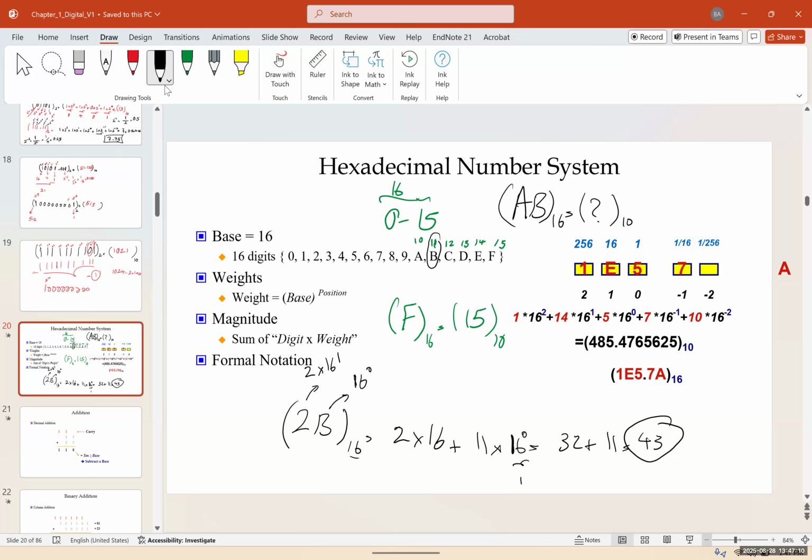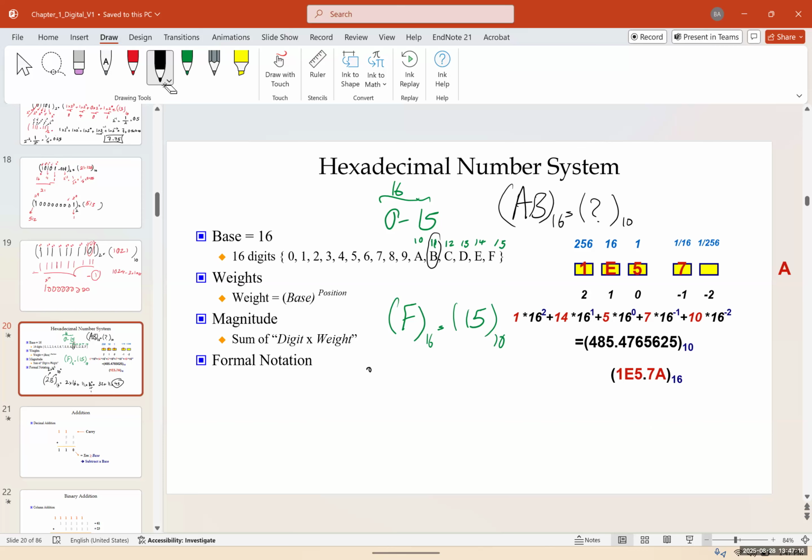So AB in the base of 16. A is equal to 10 and B is 11. So 10 times 16 to the power of 1 plus 11 times 16 to the power of 0. So 160 plus 11 gives us 171.